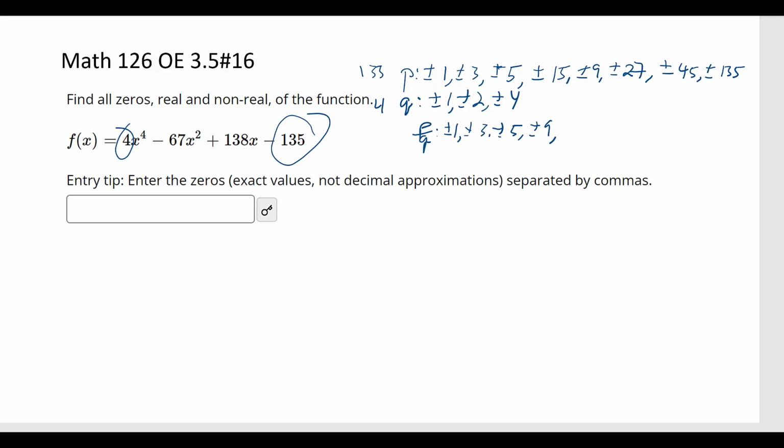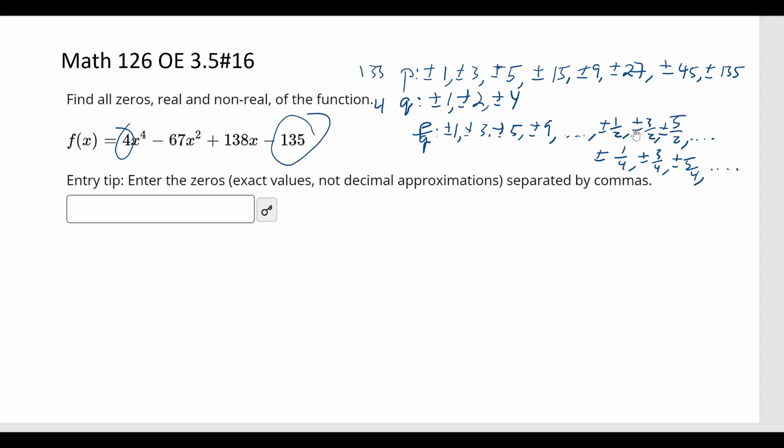Now, the list goes on, but it would also include things like 1/2, 3/2, 5/2, and then things like 1/4, 3/4, 5/4, and so on. Okay, so it's a pretty big list. Like I said, 24 things, and if you count the plus and minus, that makes it 48, by the way. So let's go ahead and start with something smaller.